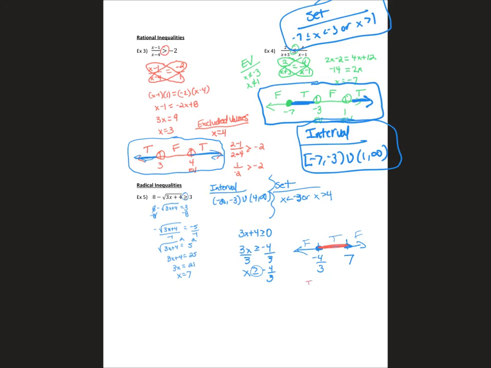In terms of interval notation, that would be negative 4/3, comma 7. Both are included. And then set notation would be x is greater than or equal to negative 4/3 and less than or equal to 7. So those are my 3 ways to represent this radical inequality's solution set.